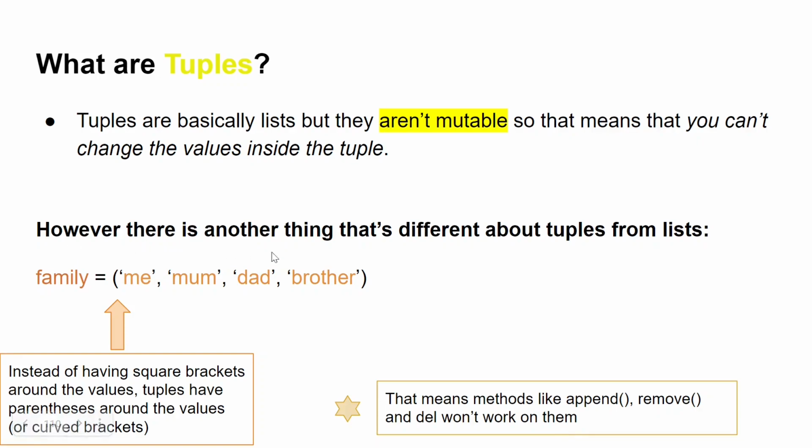However, there is another thing that's different about tuples from lists. Instead of having square brackets around the values, tuples have parentheses around the values, or curved brackets. So you see over here that I'm using curved brackets instead of square brackets, which are used for lists. So now let's move on to more examples of tuples.